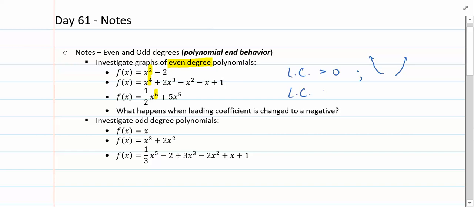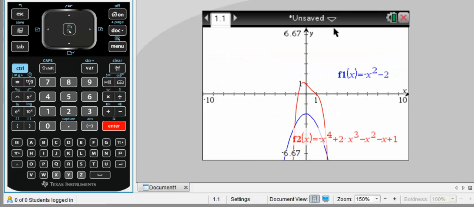And if our leading coefficient was negative in these cases, then the ends of the graph seem to be going downwards. Let's take a look at what happens to odd degree polynomials. Here we have a polynomial x raised to the first power. That's an odd degree. This is x raised to the third power, and this is x raised to the fifth power. Each are odd degrees.